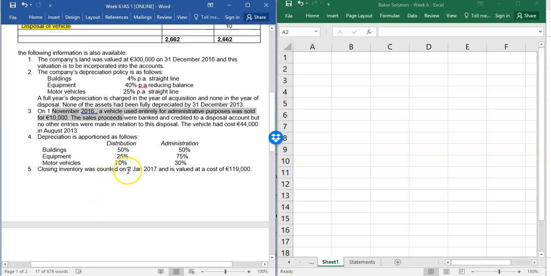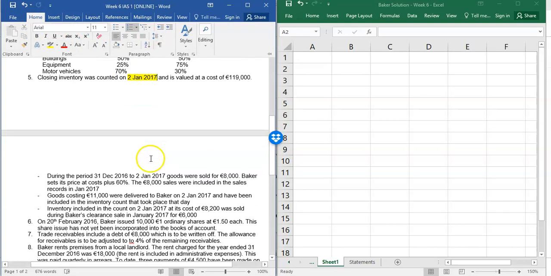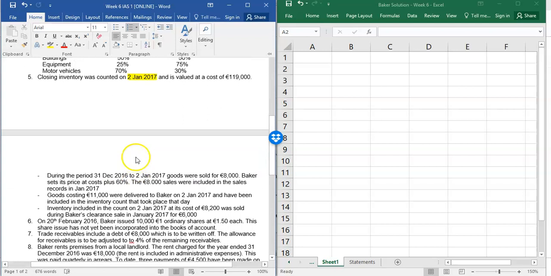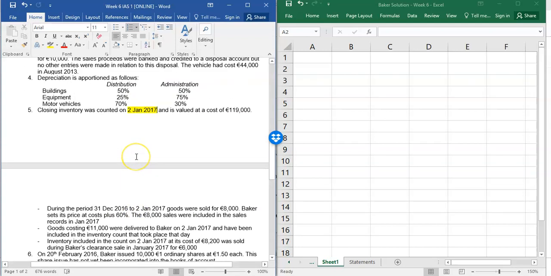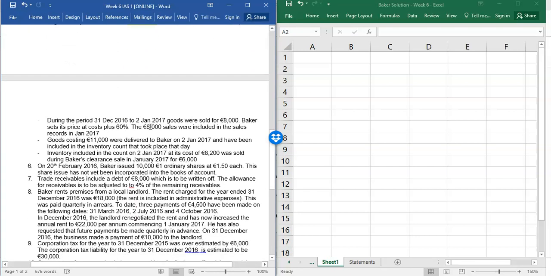They tell us closing inventory not at the year end, but 2 or 3 days after the year end. And they give us further information about how to get back to the year end. This is something we call a rollback. We are rolling back from the 2nd of January to the end of the year. Right, so we'll have to work through those adjustments.